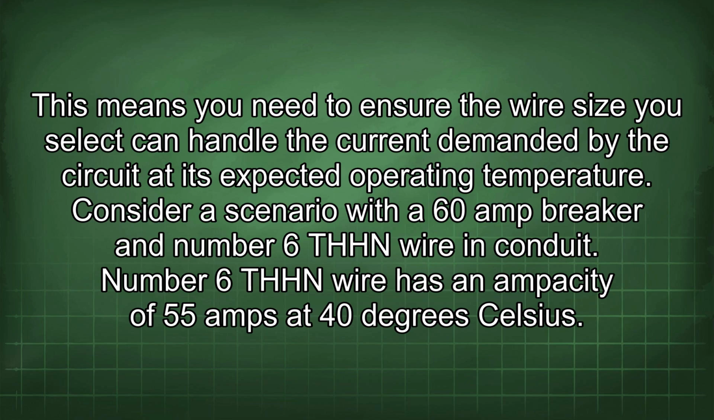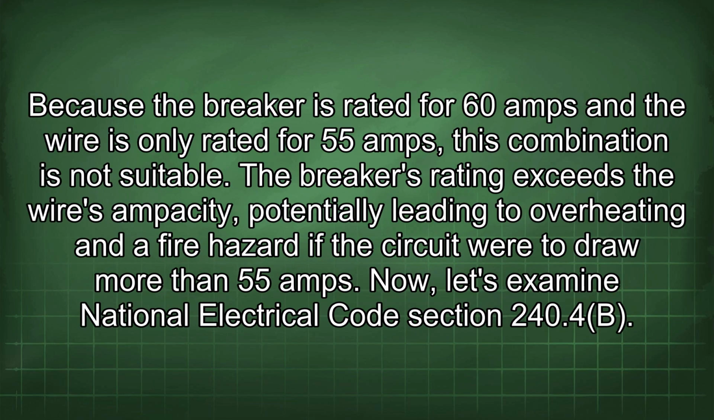Consider a scenario with a 60 amp breaker and number 6 THHN wire in conduit. Number 6 THHN wire has an ampacity of 55 amps at 60 degrees Celsius. Because the breaker is rated for 60 amps and the wire is only rated for 55 amps, this combination is not suitable. The breaker's rating exceeds the wire's ampacity, potentially leading to overheating and a fire hazard if the circuit were to draw more than 55 amps.